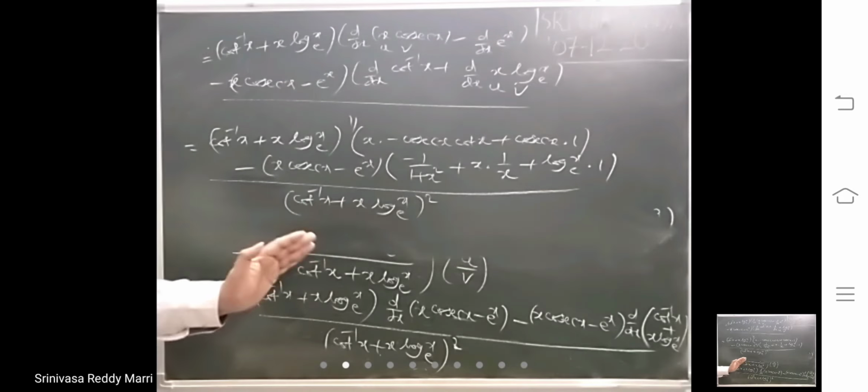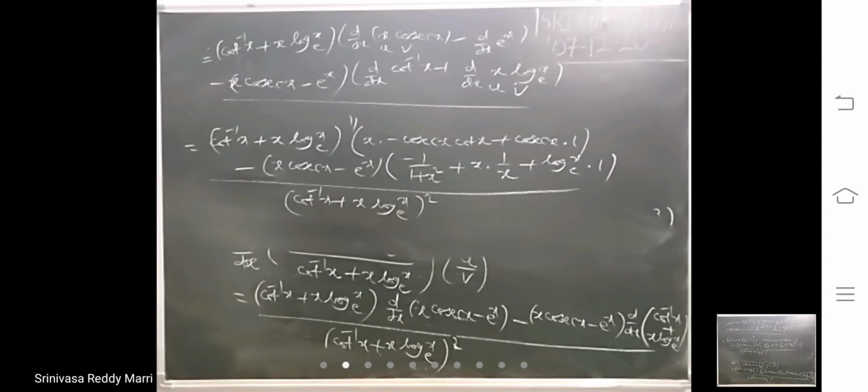Just like that, u by v, uv. Standard rules only, everything. Whenever product is there, u into v. Whenever ratio is there, u by v.